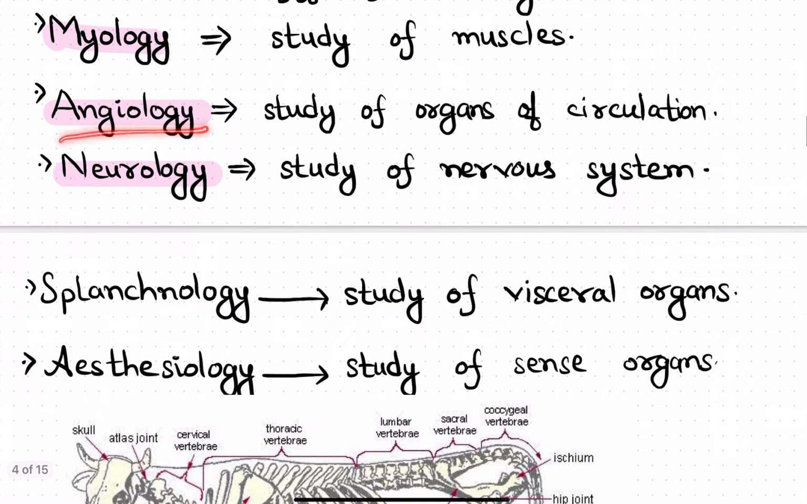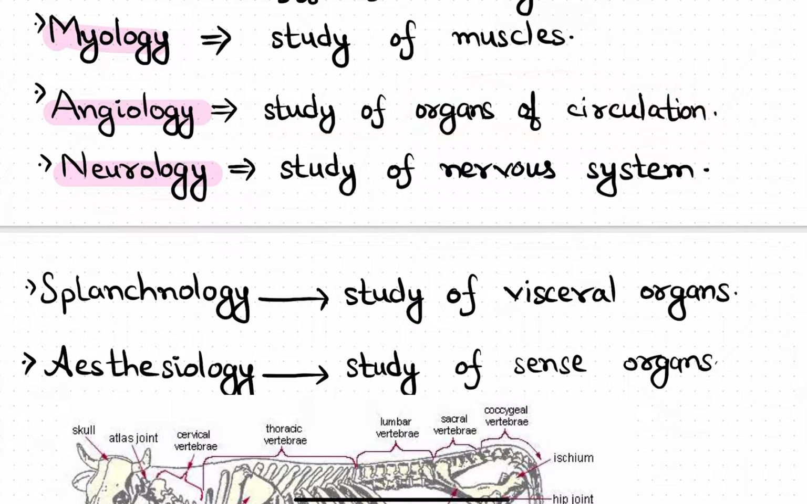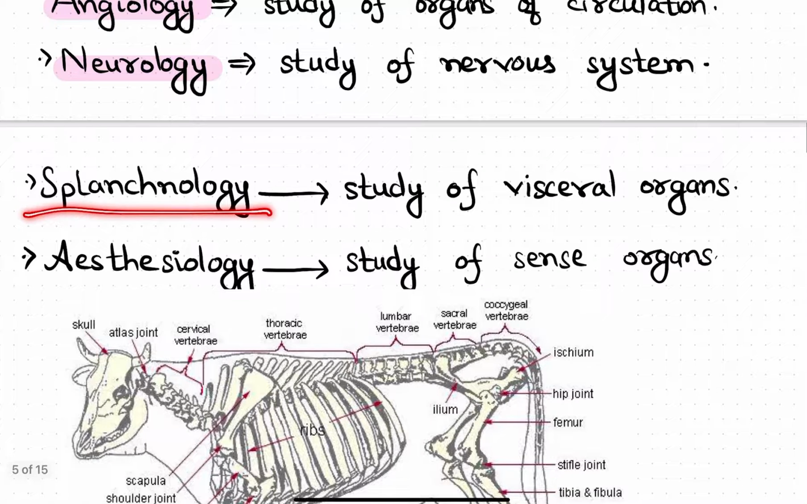We have angiology, in which we study organs of circulation. Then we have neurology, in which we study the nervous system. Then we have splanchnology, in which we study visceral organs. Then we have aesthesiology, in which we study sense organs.